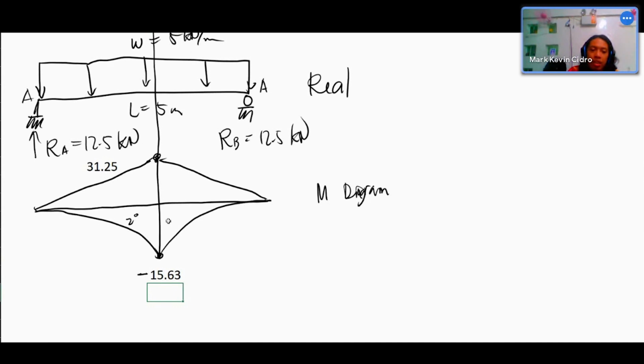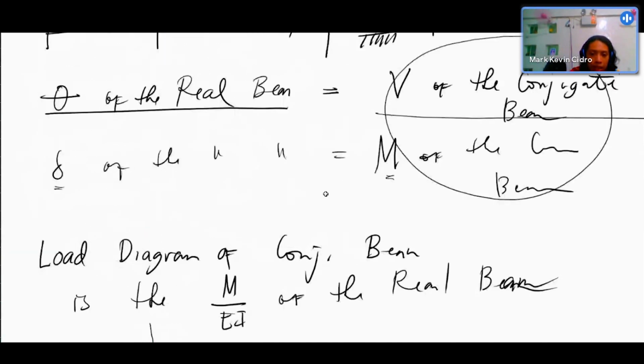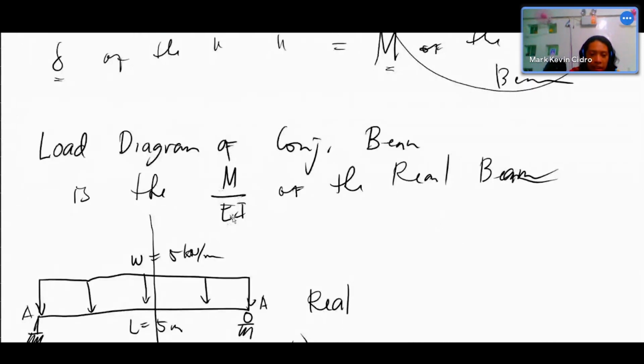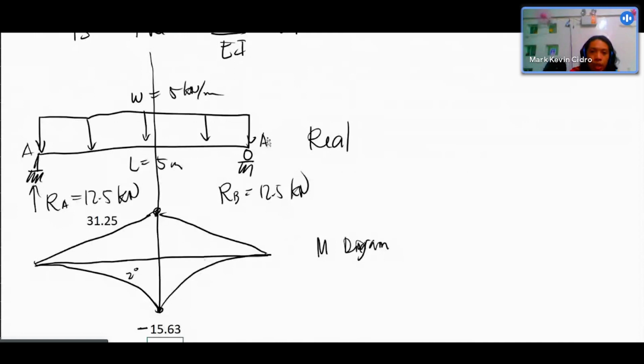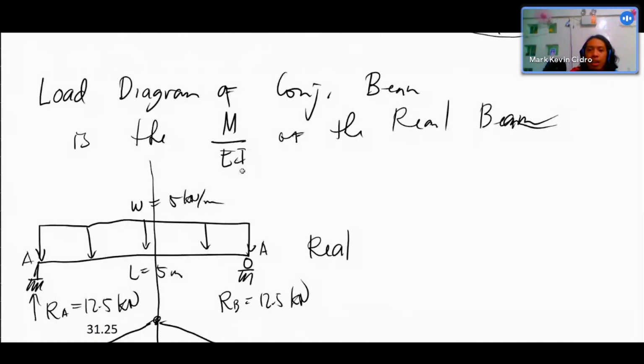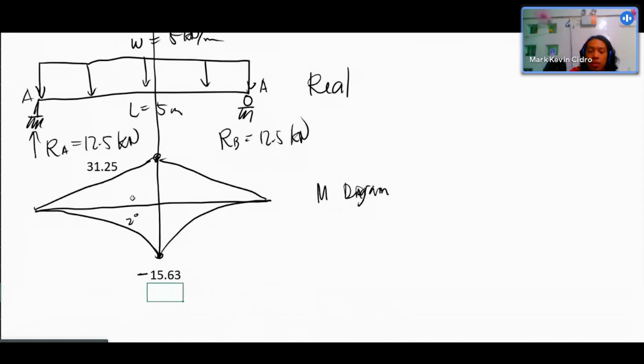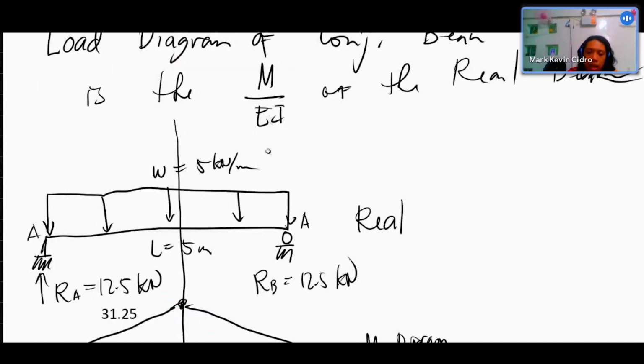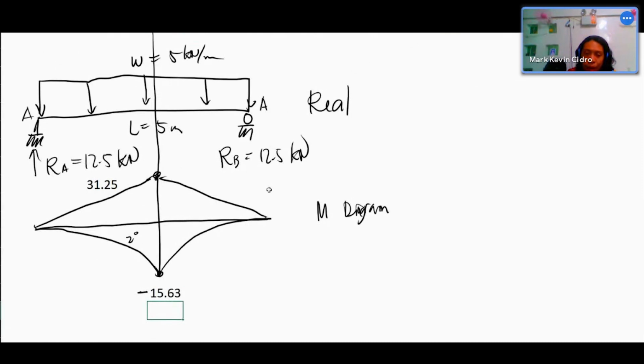And this moment diagram of the real beam will now be the load diagram of the conjugate beam. But take note, it is not M, it is M over EI. If the EI is consistent, you can leave out the EI for now, just M. But if it is not consistent, you have to include it, because the EI may differ in the first half of the span and the second half. So you have to include that in the computation. If the EI is consistent, we can divide by EI later.